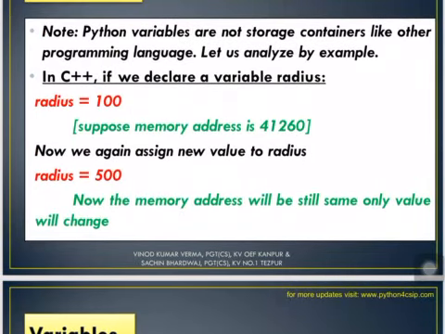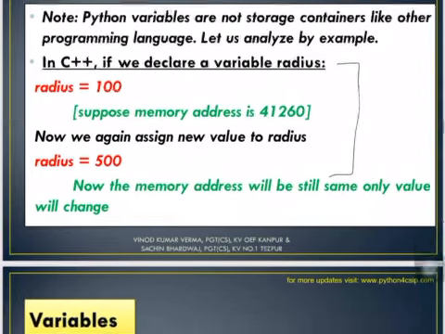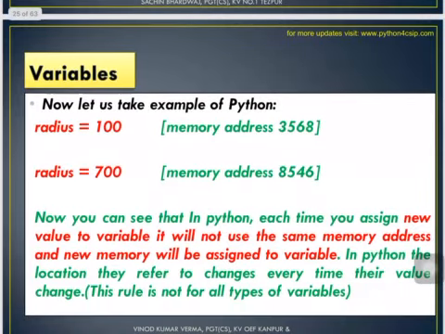Python variables are not storage containers. They are like labels, unlike in other programming languages. Let us analyze by example. This is the example given for C++ language, so I am skipping this part. Let us continue with how the variable works in the language Python.